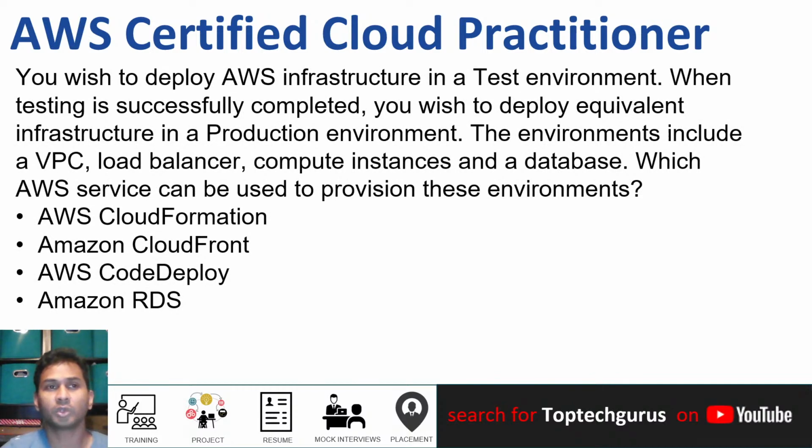The first question you're going to look at is about AWS infrastructure in a test environment. You wish to deploy AWS infrastructure in a test environment. When testing is successfully completed, you wish to deploy equivalent infrastructure in production as well. So you have an environment set up in test. You want an equivalent environment, probably not the exact same, but a pretty similar environment in production.